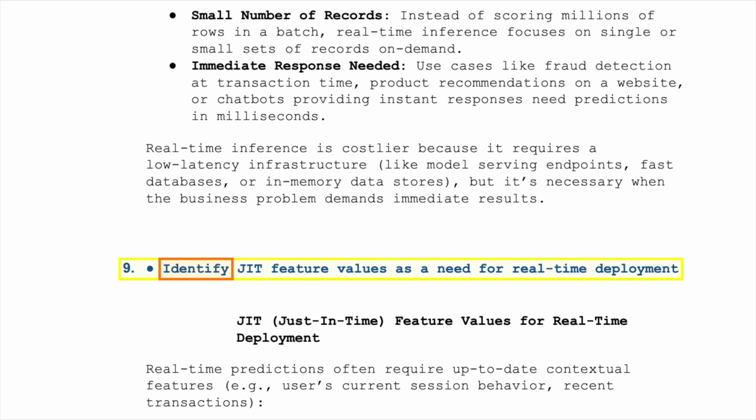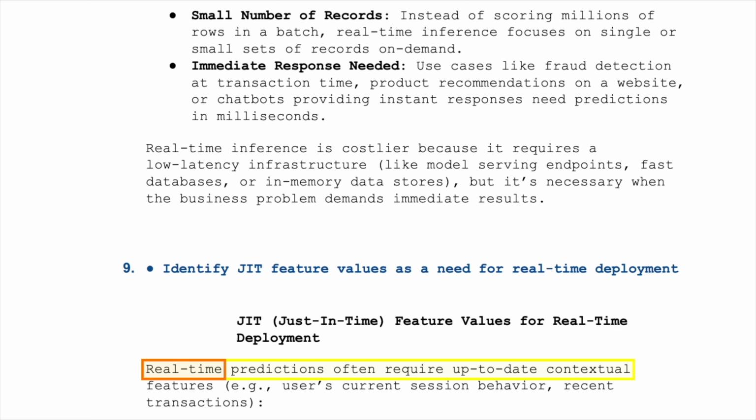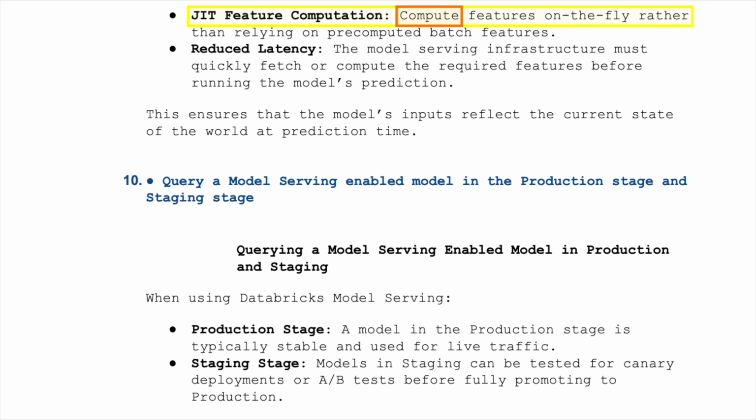9. Identify JIT feature values as a need for real-time deployment. JIT, just-in-time feature values for real-time deployment. Real-time predictions often require up-to-date contextual features, for example, users' current session behavior or recent transactions. JIT feature computation means computing features on the fly rather than relying on pre-computed batch features. Reduced latency: the model serving infrastructure must quickly fetch or compute the required features before running the model's prediction. This ensures that the model's inputs reflect the current state of the world at prediction time.